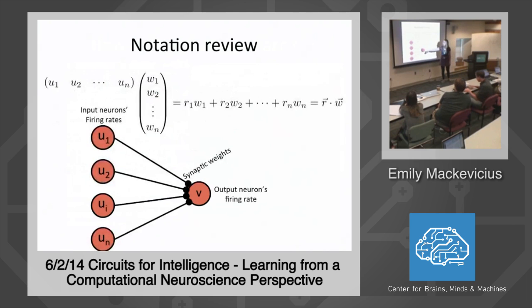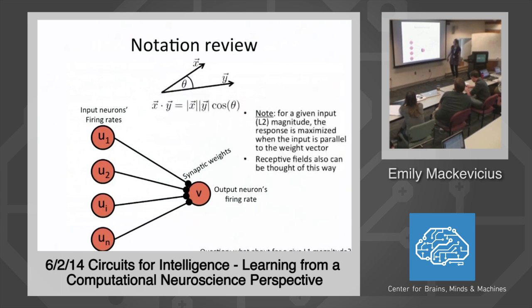So for a given magnitude of input, the response is maximized when the input is parallel to the weight vector. It's a dot product. And you can think of this as the receptive field of a neuron, so the stimulus that best excites it aligns with the weight vector. So what about a question for L1 magnitude? If instead of the L2 magnitude, for a given L1 magnitude, what's the best stimulus that excites the neuron?